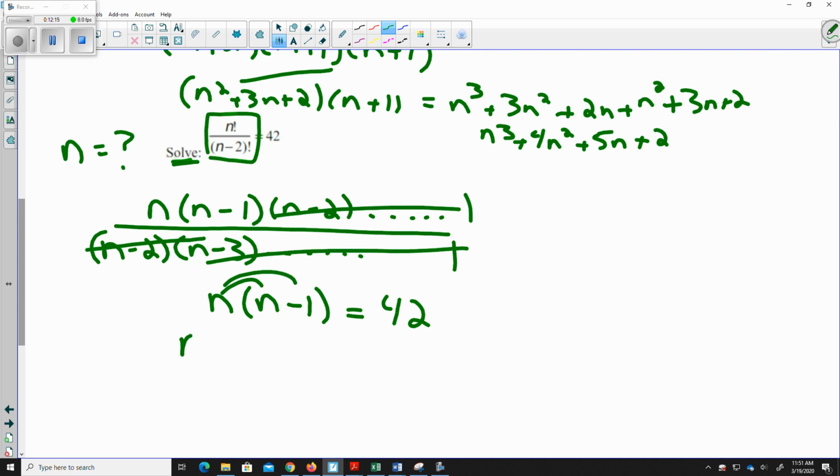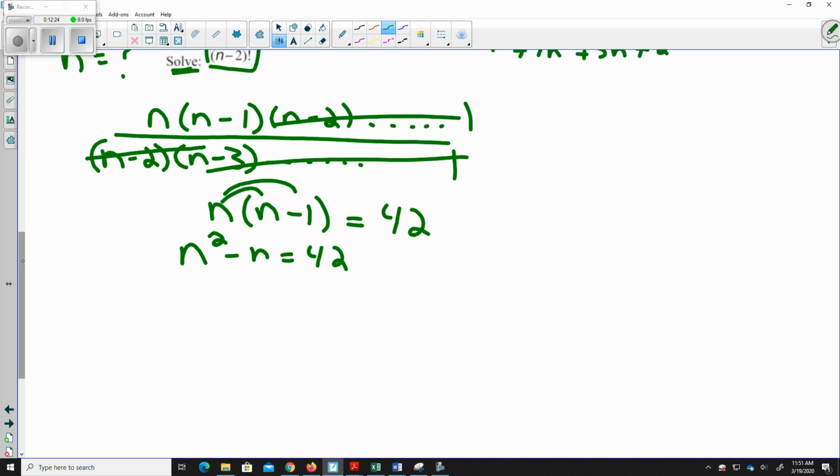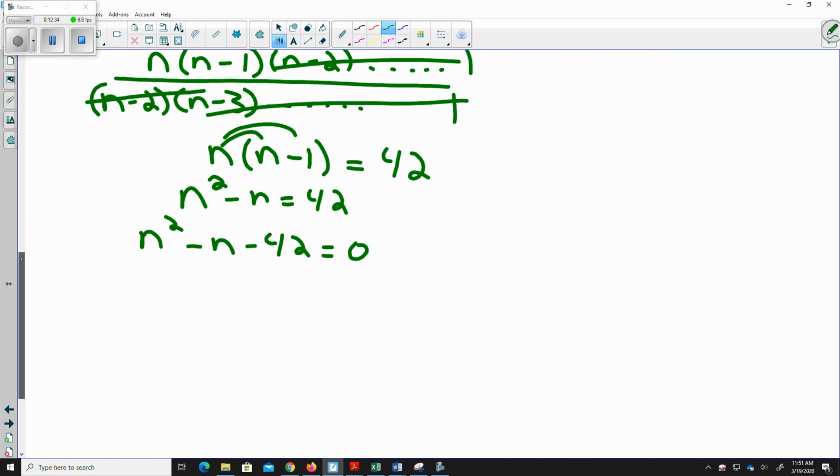Distribution. So this is a quadratic, so I have to bring 42 over to the other side. So it's going to be n squared minus n minus 42 equals 0. Now I need to solve it, so I'll factor this one. You could use the quadratic equation. It's up to you. Factors of 42 that add up to -1 would be 7 and 6. So n is either going to be 7 or negative 6.